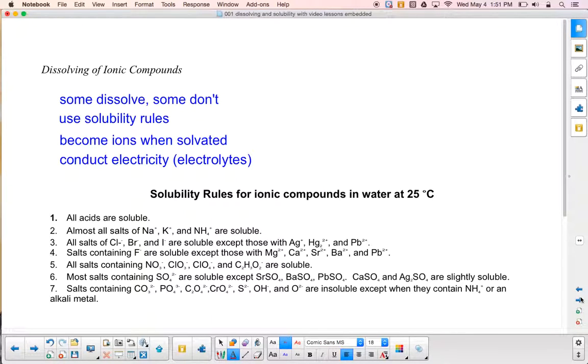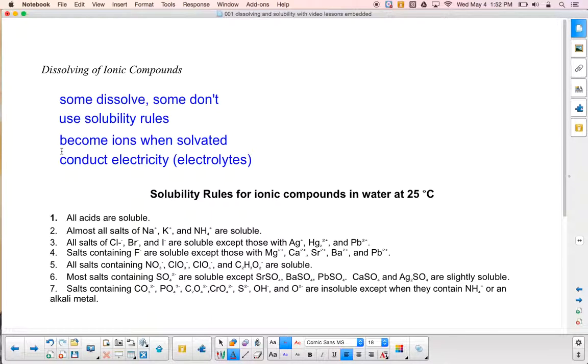And then, of course, we have our ionic compounds. We've worked with ionic compounds quite a bit, but we may have misled you into thinking that all ionic compounds will dissolve in water. With ionic compounds, some of them dissolve, some of them don't. And we're going to need a fancy set of rules for determining which ones will dissolve and which ones will not. The solubility rules shown below are going to be given on your test. You just need to know how to use them.